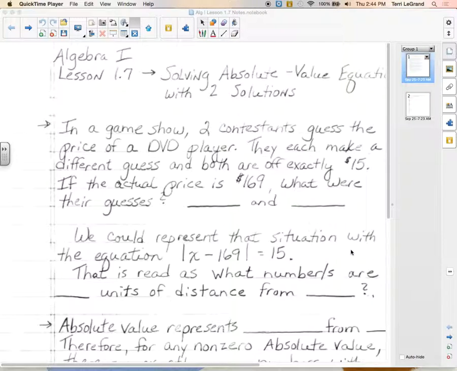L.1.7, what's our learning goal today? What does it say over there we're going to learn? What should you be able to do, Justin? I can solve equations in one variable that contains absolute value expression. Okay, I can solve equations.